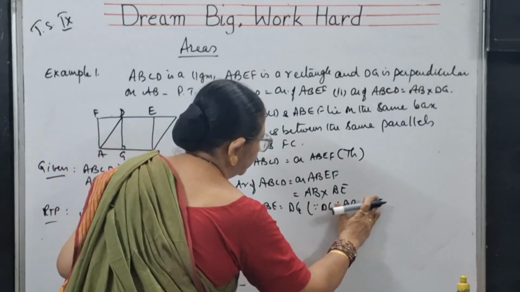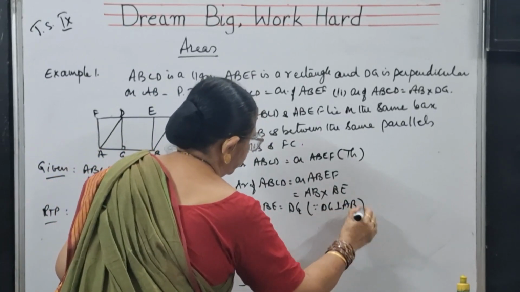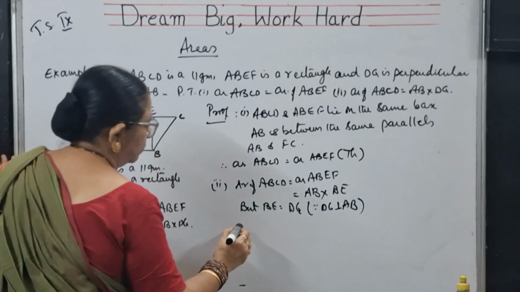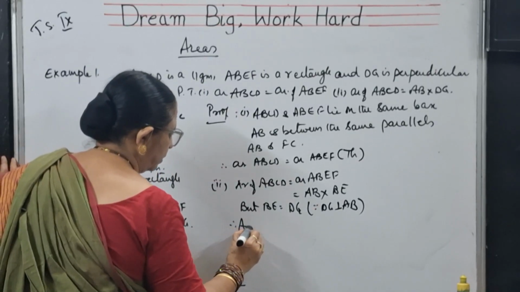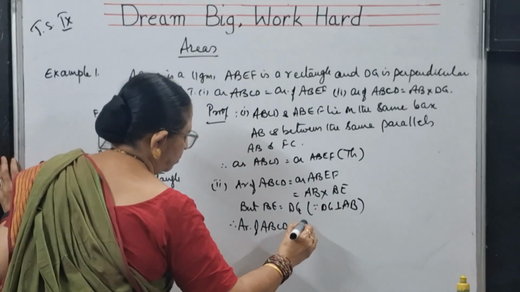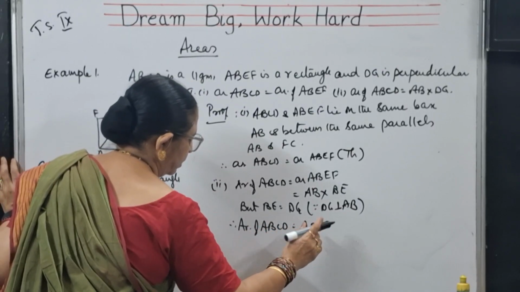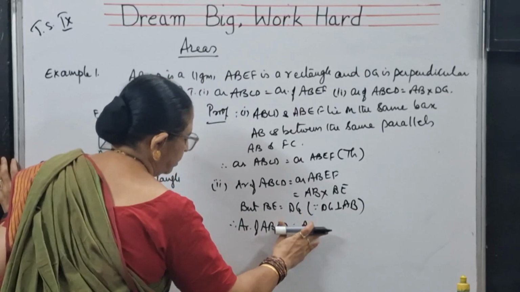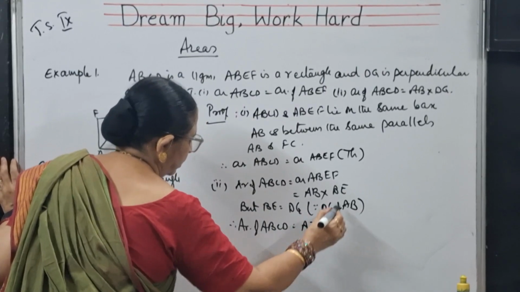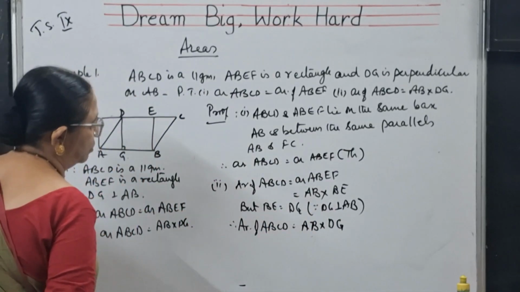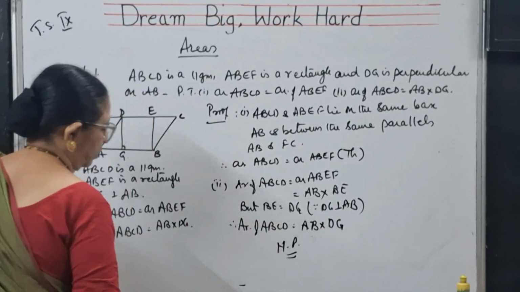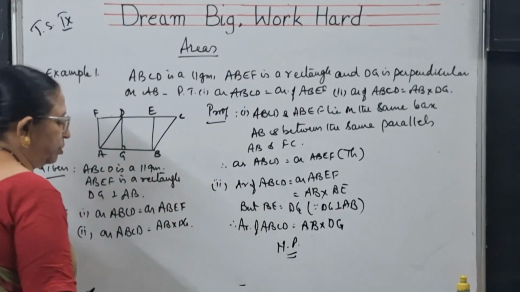This only one is enough, children. AB is perpendicular to DG. Therefore, these two are equal in measure. Therefore, area of ABCD is equal to AB into, instead of BE, I am writing DG. This is the second proof, children. This is how we have proved this problem.